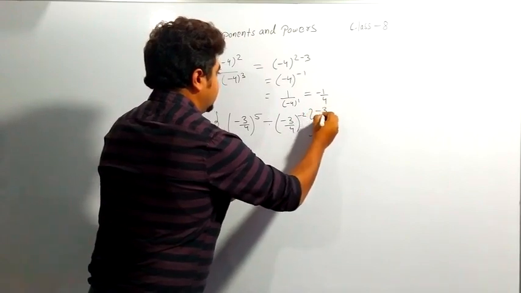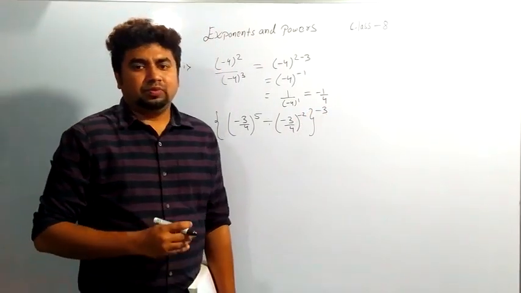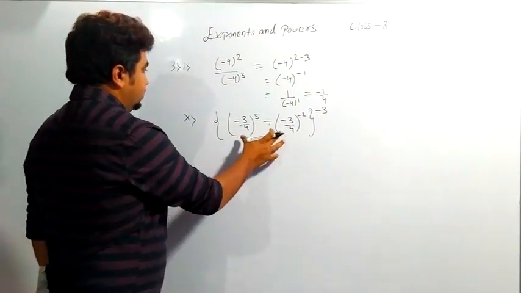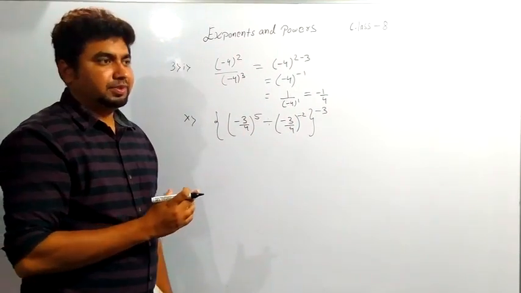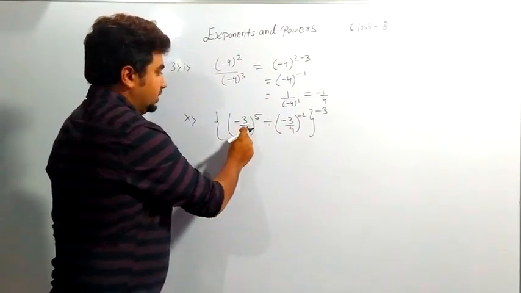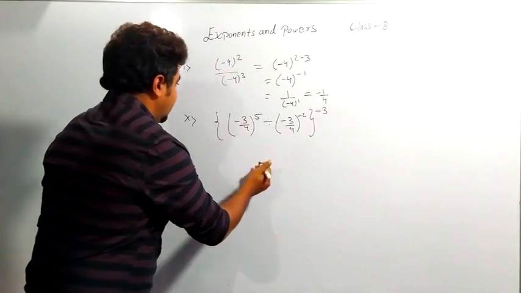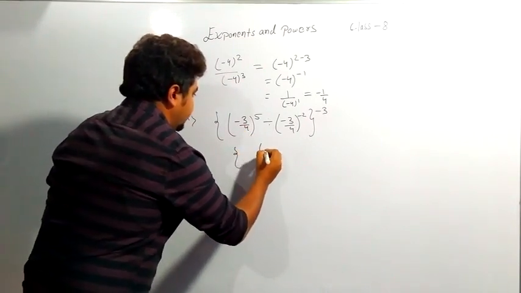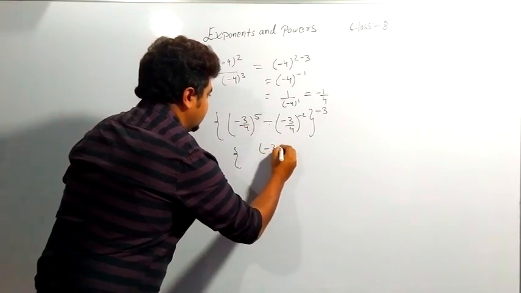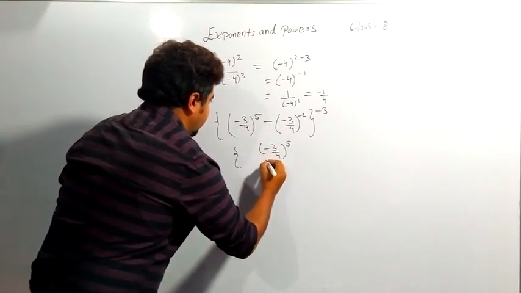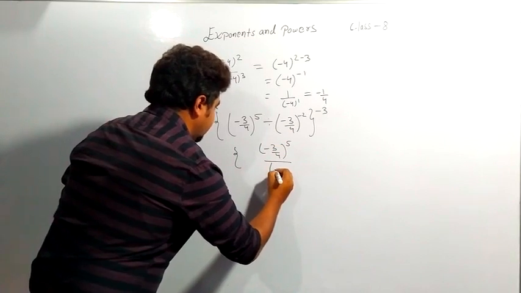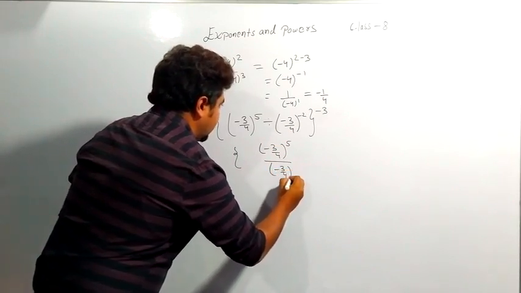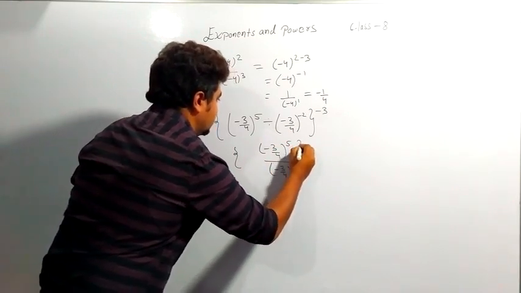The whole bracket is given as minus 3. So we'll be using BODMAS here, as we know that the inside thing will be calculated first. We are able to see that the base is the same. We can write it as minus 3 by 4 to power 5 overall, and in the denominator it is minus 3 by 4 to power minus 2.